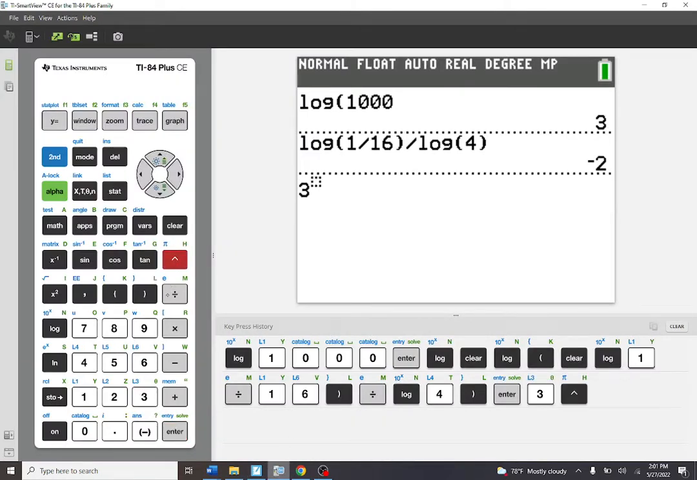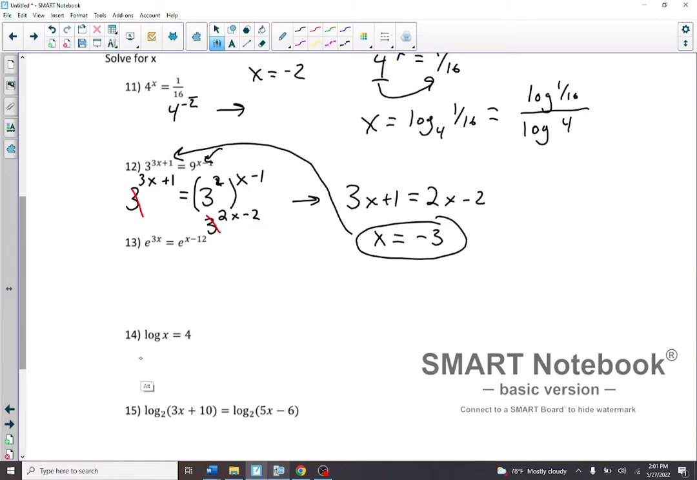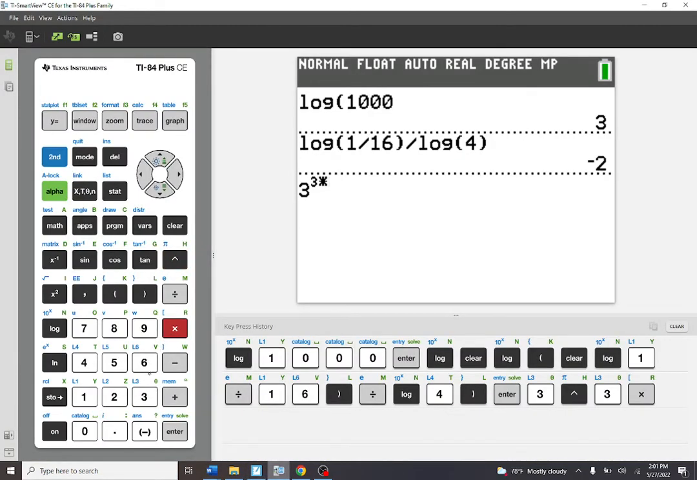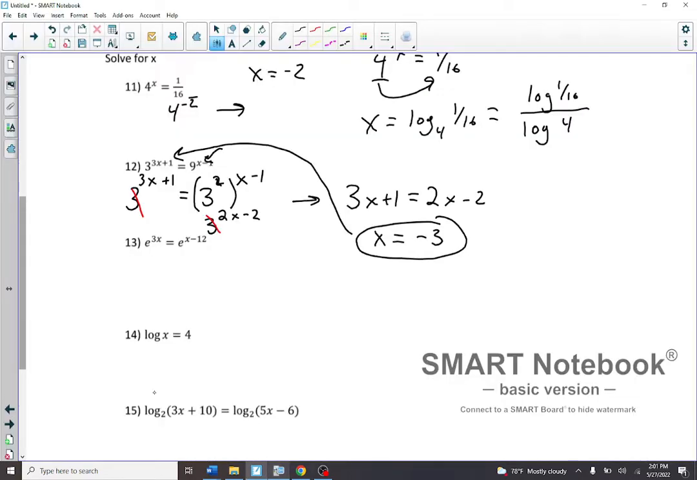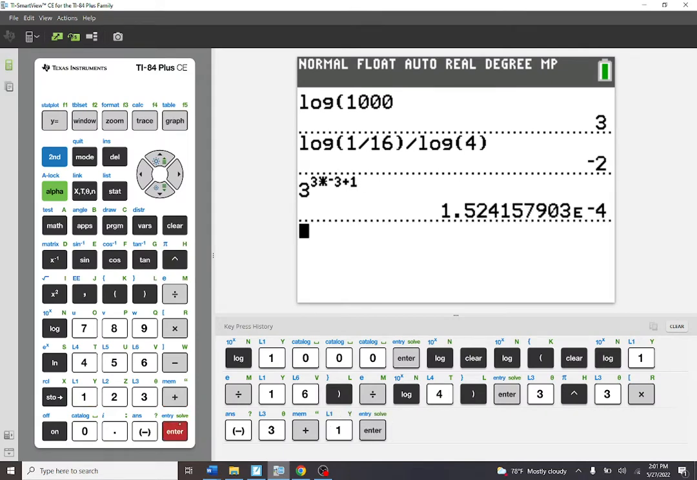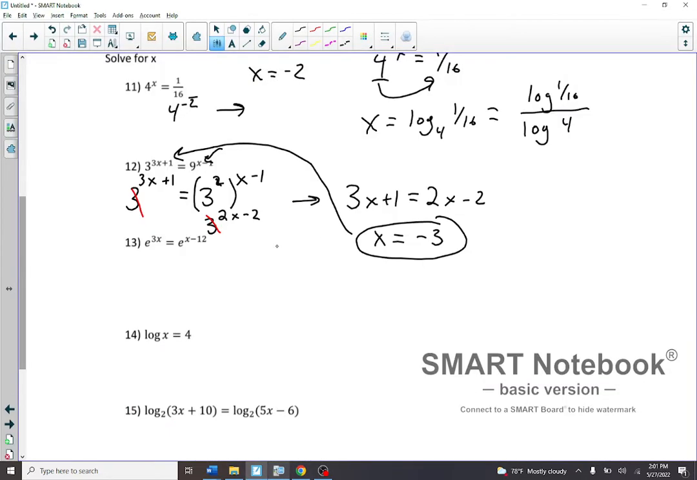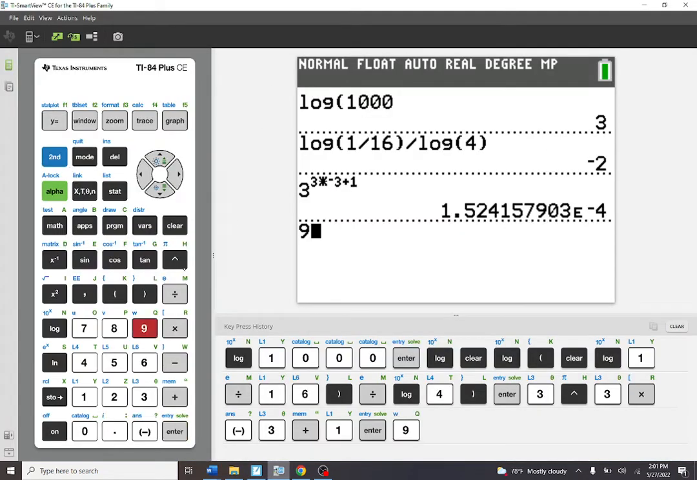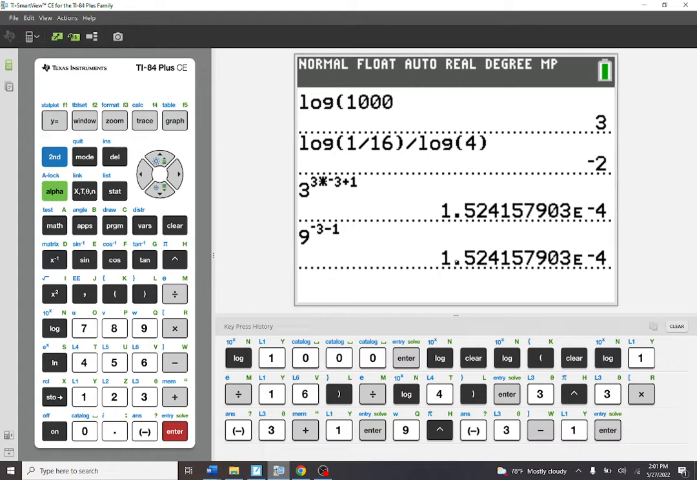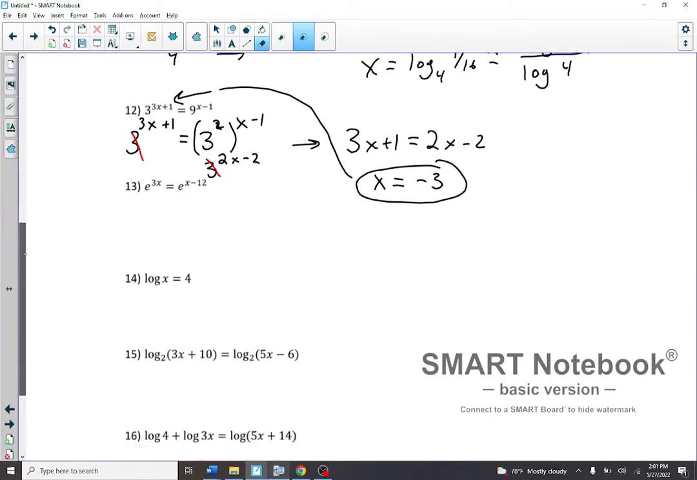3 to the power of, what would it be? 3 times negative 3 plus 1. That would be this number. Now you're like, how am I supposed to know what that number is? I don't really care what that number is. What I really care about, what is this? x minus 1? Is that if it's matching, so 9 to the power of negative 3 minus 1. The fact that these two match must mean they're equal to each other at negative 3. So you can always check your answer and use the calculator to your advantage on that one.